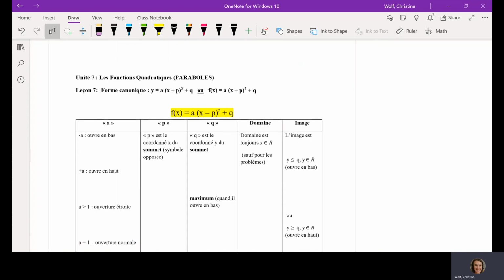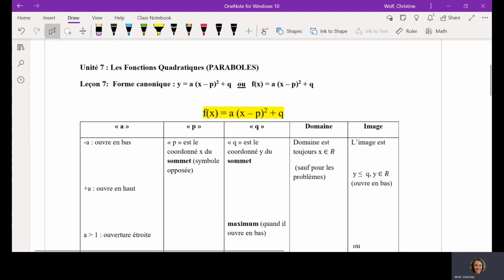So, ça, c'est la première leçon après le quiz. Et il y a beaucoup de définitions aujourd'hui et de quelques exemples. So, à leçon 7, ou pour la deuxième moitié de unité 7, on va parler à propos des paraboles. OK? So, à ce point ici, on a juste parlé à propos des équations quadratiques.